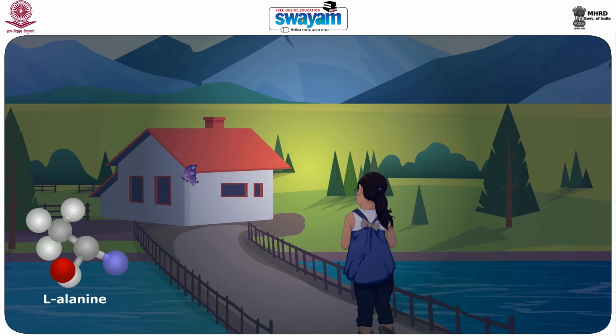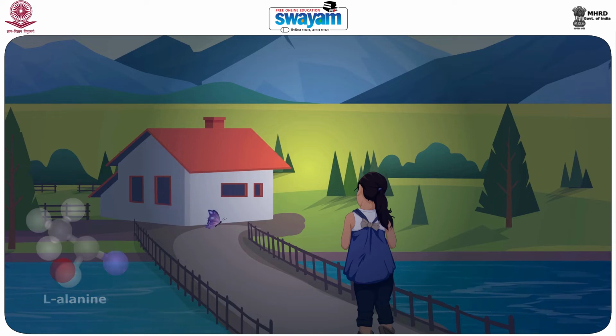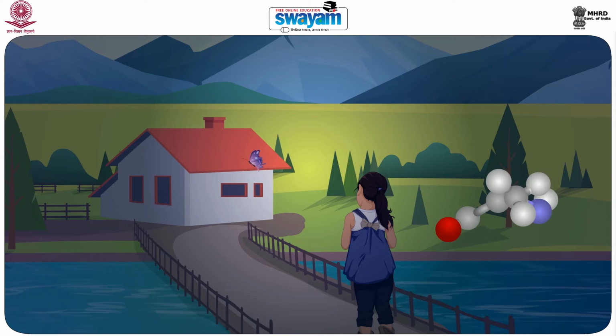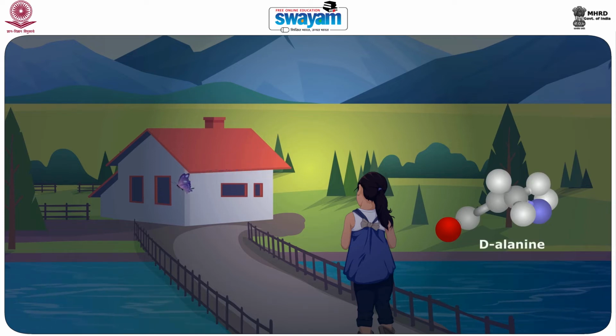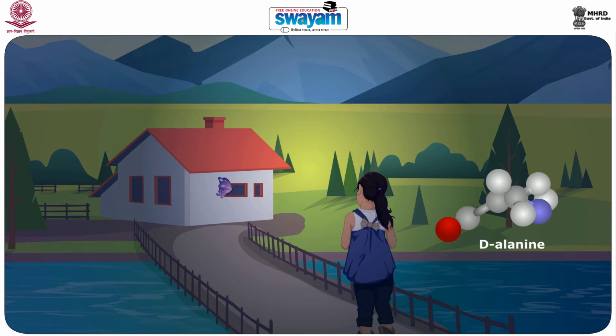You look at this, the girl who wants to hold the carboxylic end, and look at the butterfly, the amino end, and the methyl group is towards the left hand side, and that's why it is a L-alanine. In the next slide, it is the same, but the methyl group is towards the right hand side of the girl, and that's why it is a D-alanine.